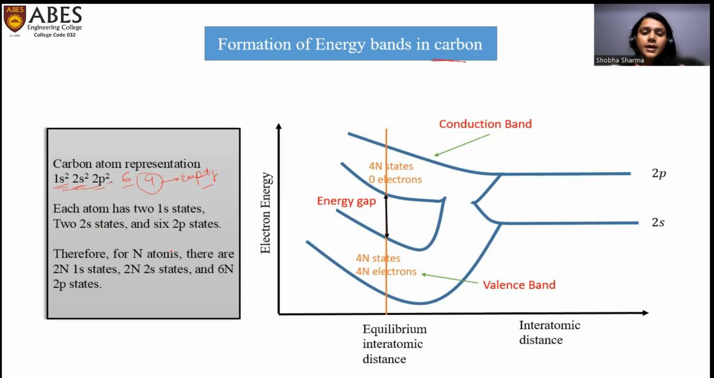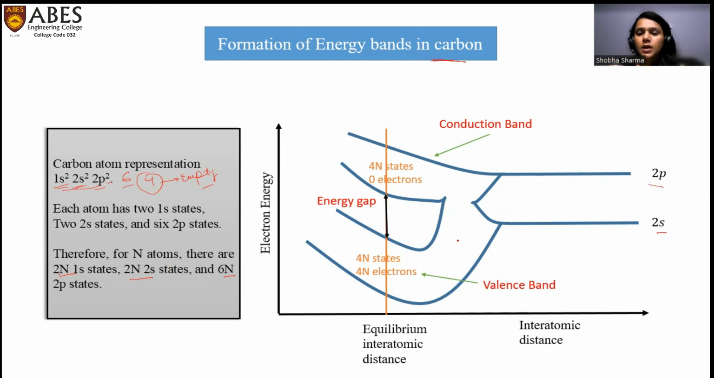Now, if we bring n carbon atoms close to each other to form a solid, then we have 2n 1s states, 2n 2s states, and 6n 2p states. Let's not talk about the lower states, that means below 2s states, because they will not participate in conduction. So let's talk about only 2s and 2p states.